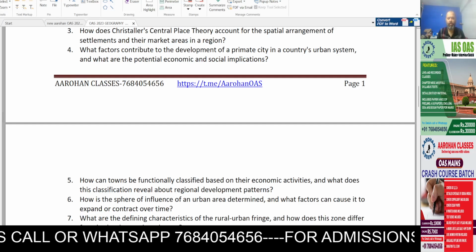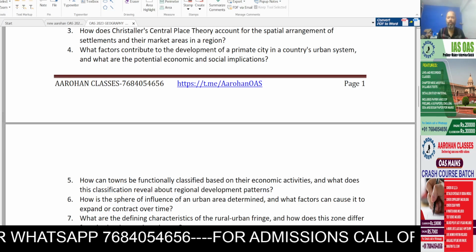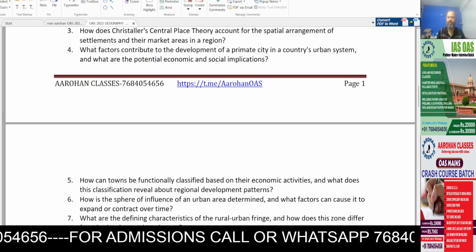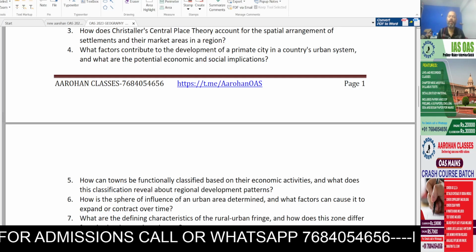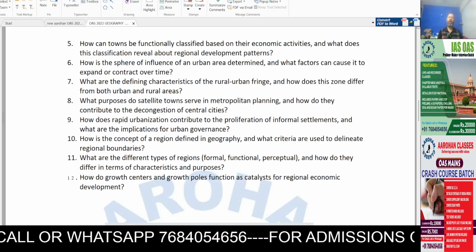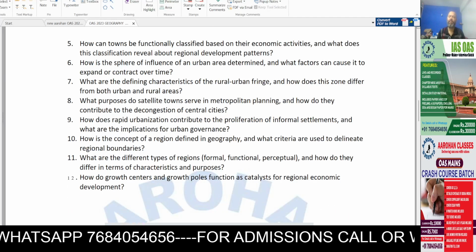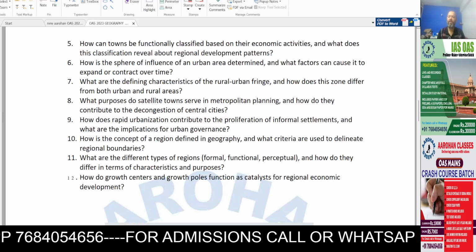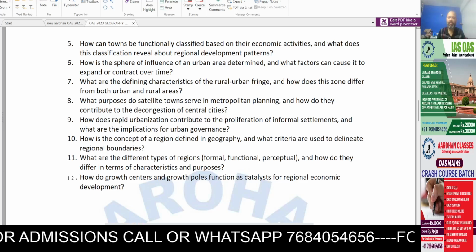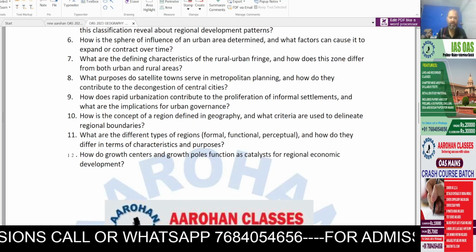a region? Question 4. What factors contribute to the development of a primate city in a country's urban system, and what are the potential economic and social implications? Question 5. How can towns be functionally classified based on their economic activities, and what does this classification reveal about regional development patterns? Question 6.